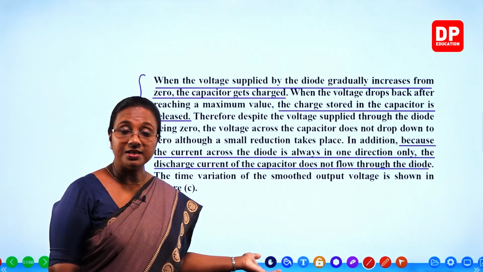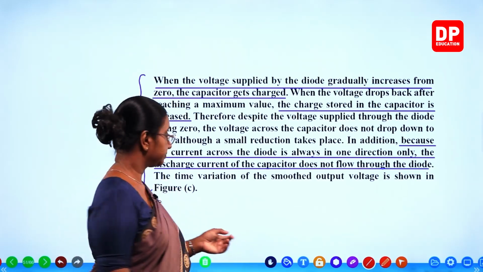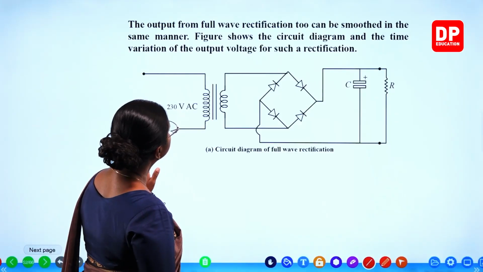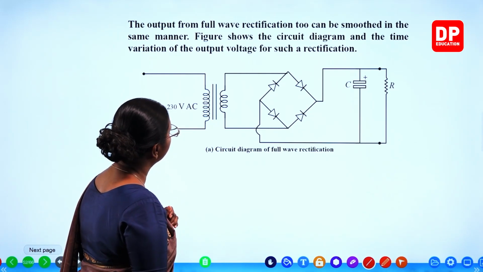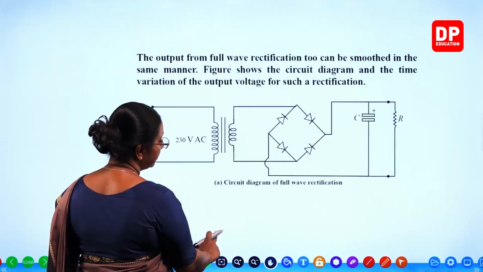Now we will try to understand smoothing of full wave rectifier. The output from full wave rectification too can be smoothed in the same manner. The figure shows the circuit diagram and the time variation of the output voltage for such a rectification. So now here again you can see.